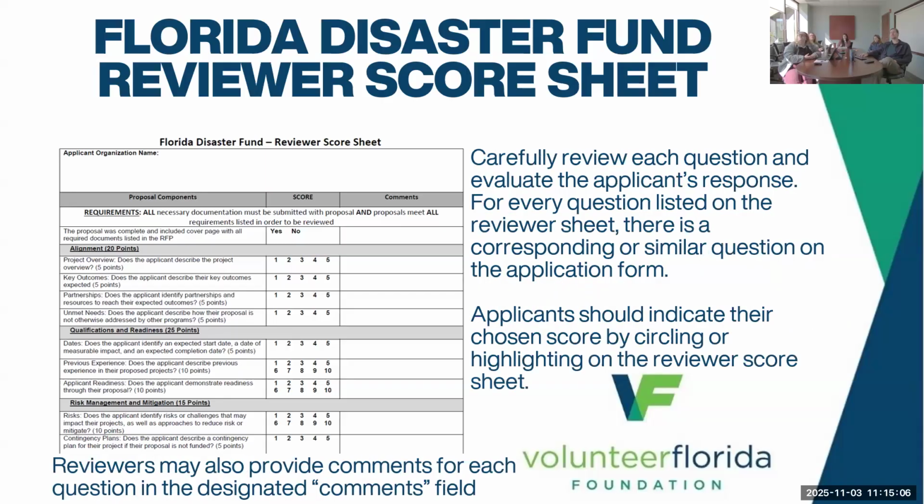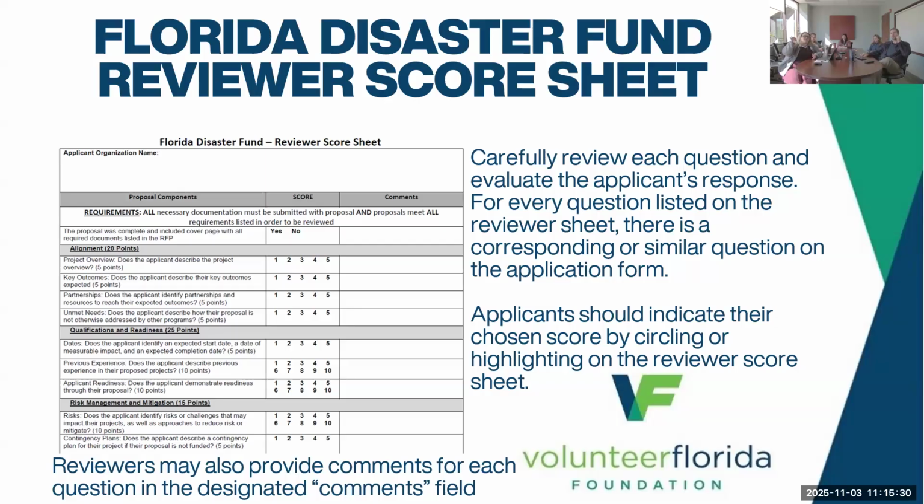Next slide. Thank you. So for each of these reviewer score sheets, you will want to carefully review each question and evaluate the applicant's response. For every question listed on that reviewer score sheet is the corresponding or similar question on the application form. Reviewers should indicate their chosen score by circling or highlighting on the reviewer score sheet.